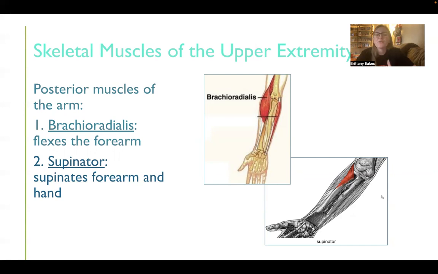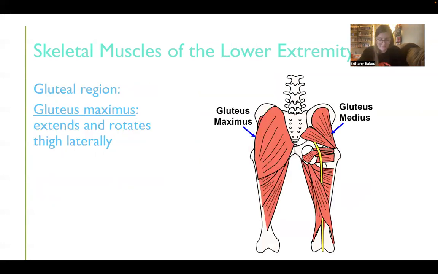We have the brachioradialis, which will flex the forearm. And you see that brachio referring to the brachial region. So you know it's a muscle of the upper extremity. Then we have the supinator. So think supine. If a body's in supine position, that means it's face up. It also means palm up. So it will supinate the forearm and the hand. And those are the muscles that you need to know for the upper extremity.